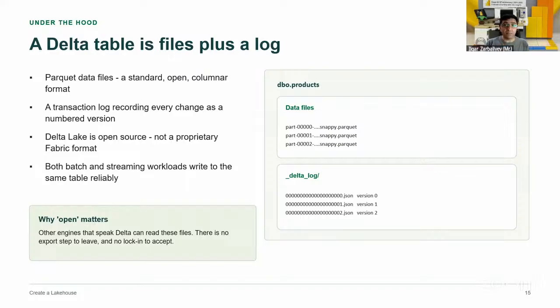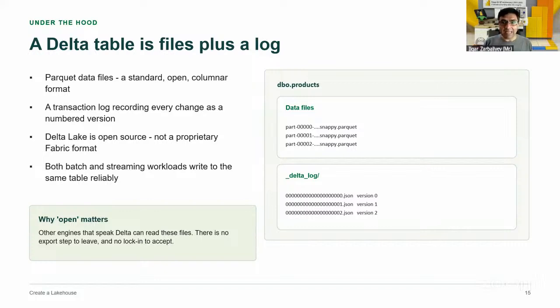Delta table, or Delta Lake, is an open source storage layer. And I want to stress open source because people assume this is a Fabric format. It's not. When you create a table in a lakehouse, what's physically written into OneLake is two things, and you can see both on the right. First, a set of Parquet data files. Parquet is a standard open columnar format, and it has been around for years, nothing exotic.